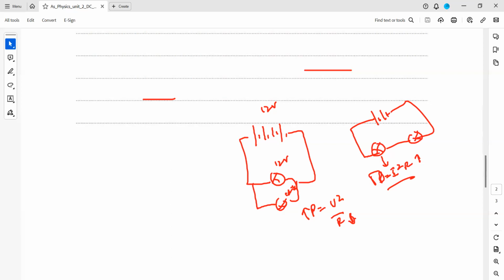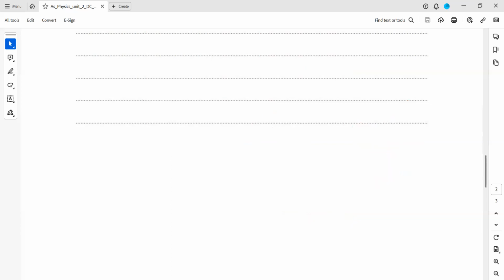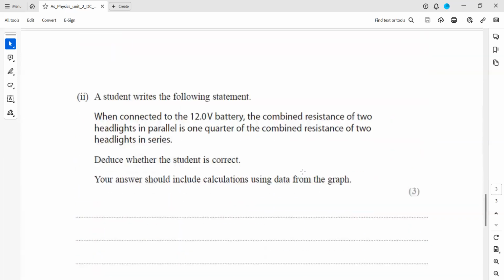So you can refer to 3 points. One is they will receive the same potential. Another one is they work independently. Another one is that in parallel, the brightness will be greater. For identical lamps, when they are connected in parallel, they will have a greater brightness as compared to that in series.